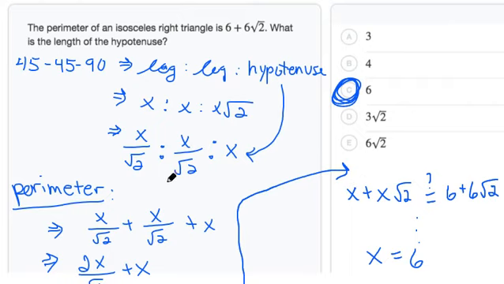Another way we could solve this is we could plug in our answer choices from the beginning. Using this ratio, we could plug in our answer choices to see which of the values would actually give us a perimeter of 6 plus 6 square root of 2. So either method will work. This method might be a little bit faster than actually plugging in our answer choices.